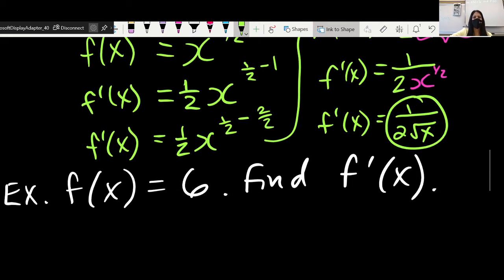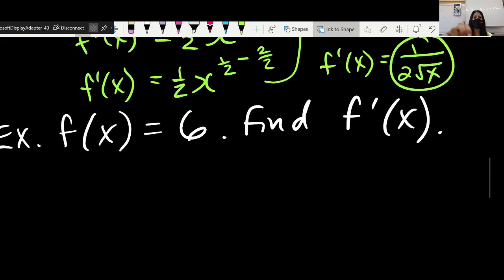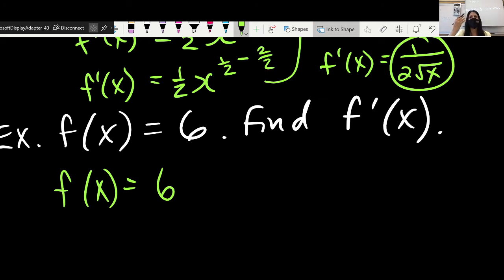How about if we don't even have a variable? If f of x equals 6 and I want to find the derivative, well, let's start with this. We can always rewrite things however we want to. If I wanted to put a variable there, like force it in, what would be the exponent on it? It would be an exponent of 0. Does that make sense to everybody? So the reason I did that is, I haven't changed anything. That's still the number 6, right?